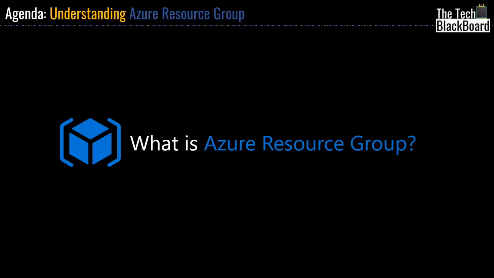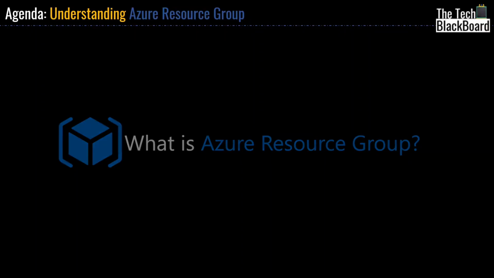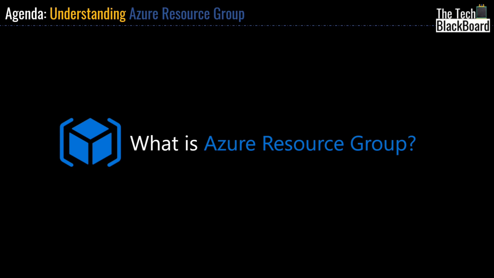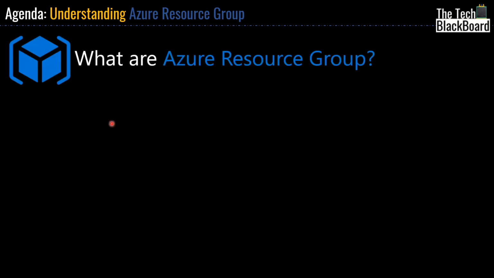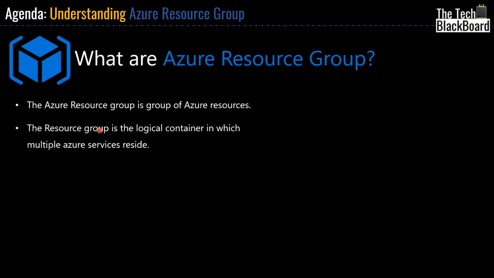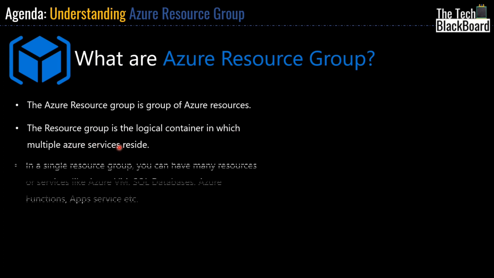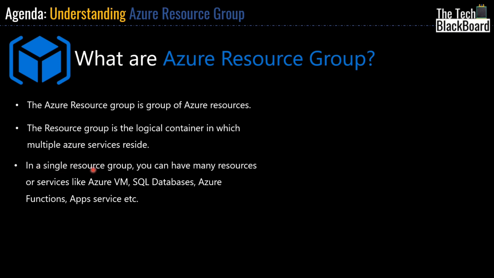Now that you understand what Azure resources are, let's understand what an Azure Resource Group is. Simply putting it, you can say that an Azure Resource Group is a group of Azure resources. You can also say that it is a logical container in which multiple Azure services or resources can reside. It's important that you understand that in a single resource group, you can have many resources or services like Azure Virtual Machine, SQL databases, Azure Functions, or app services.